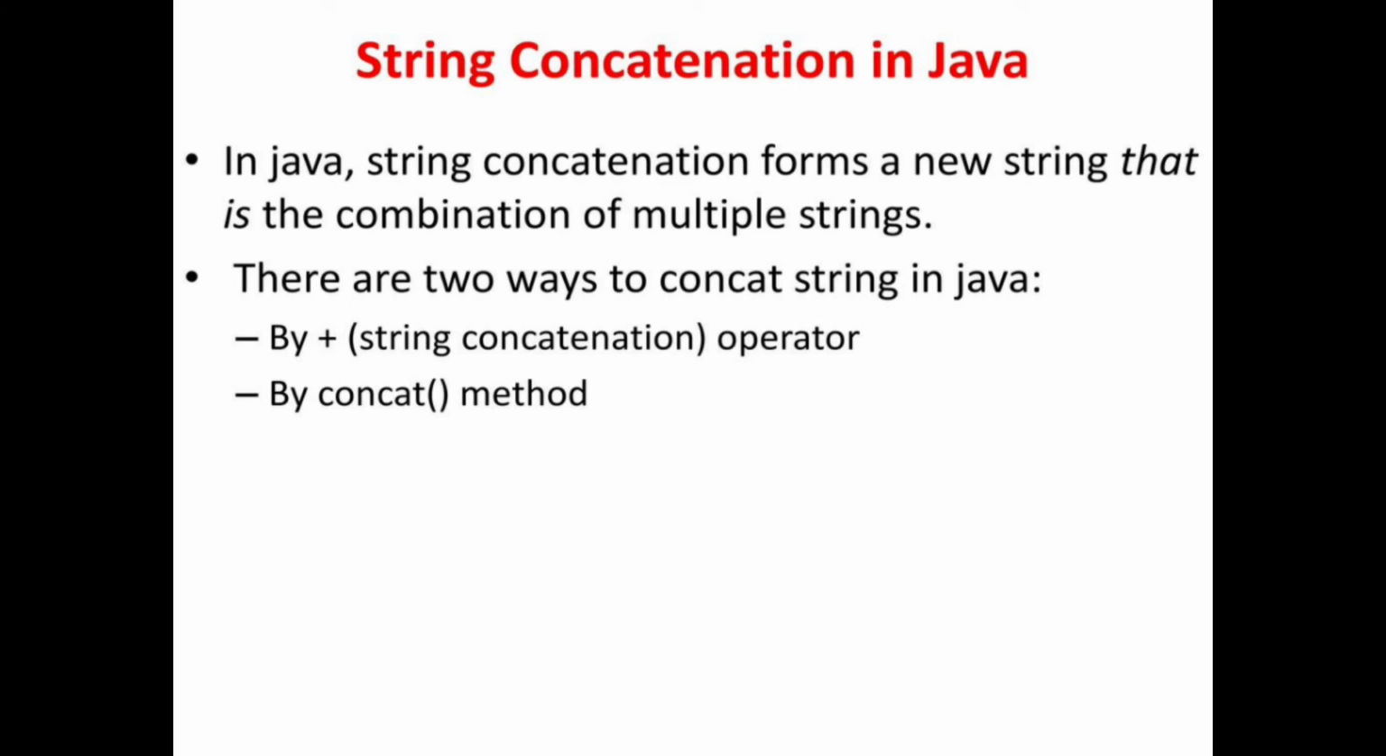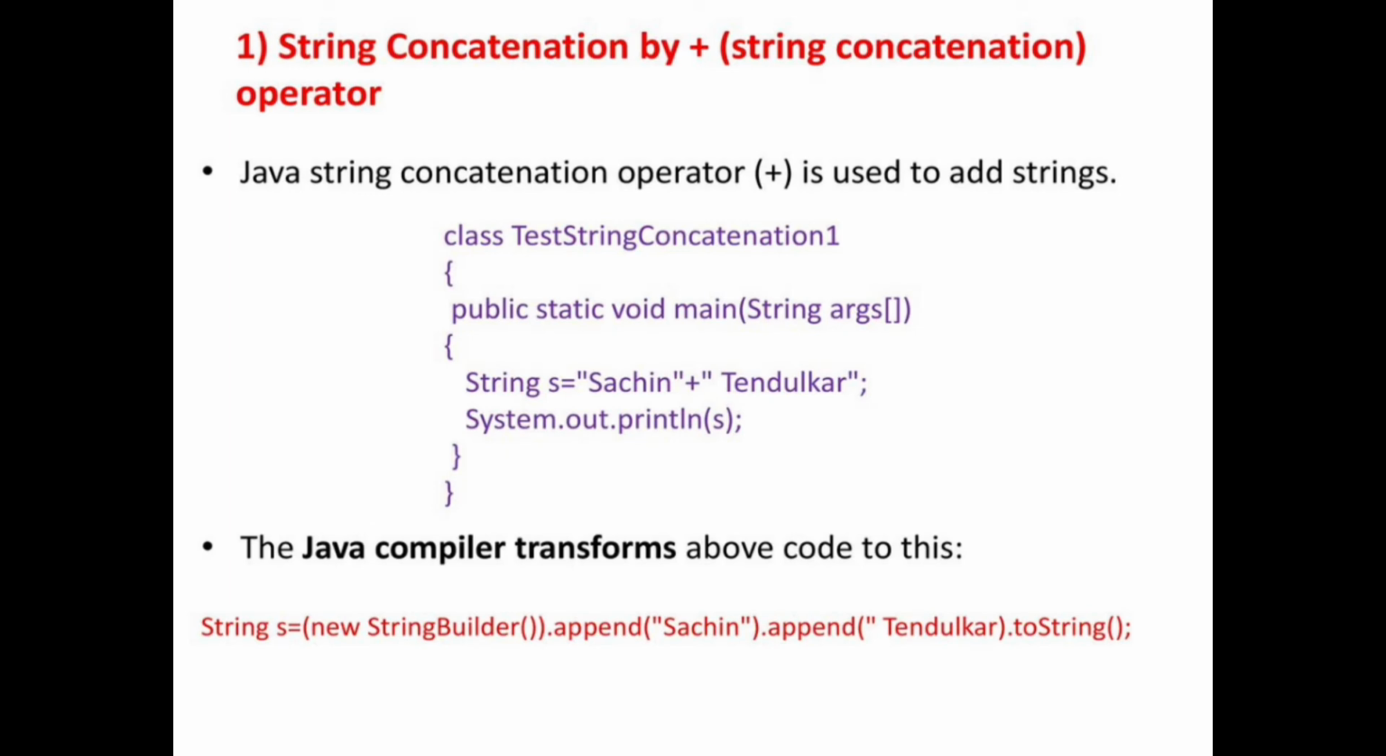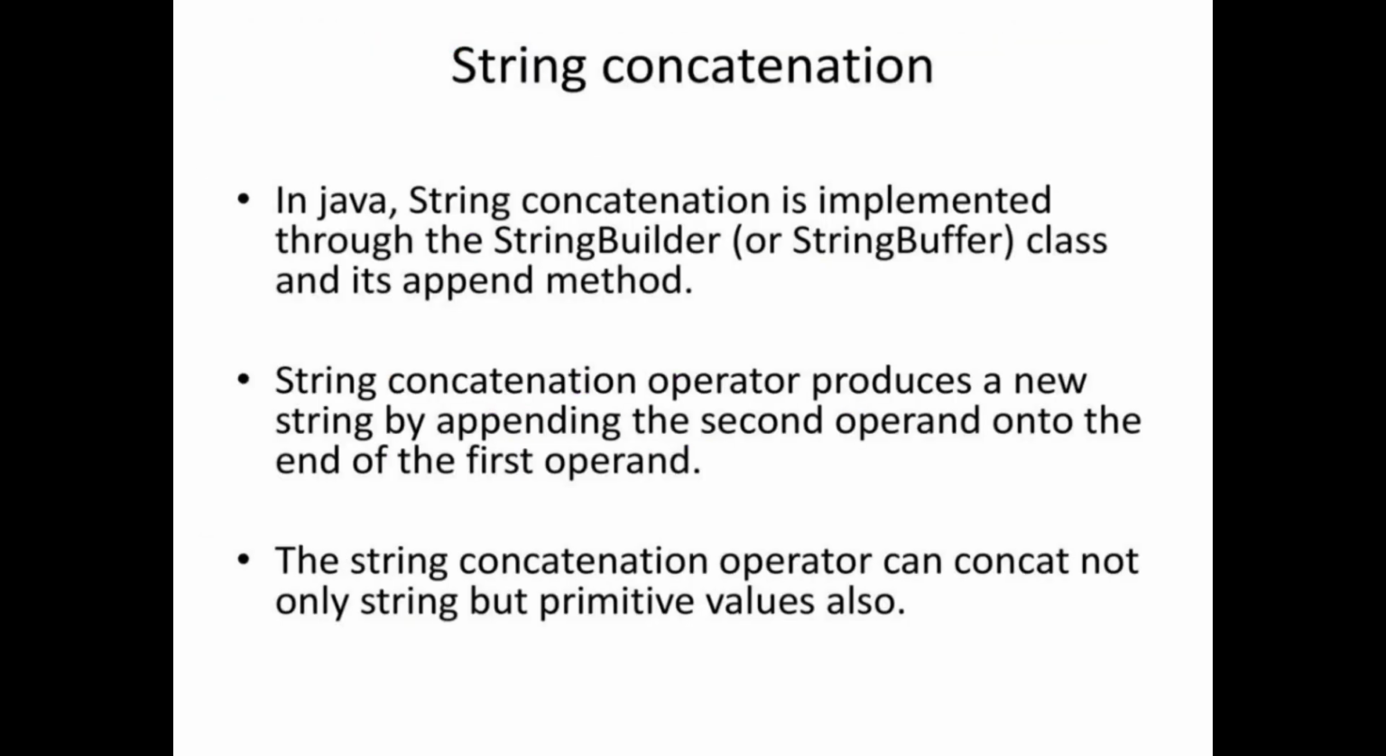String concatenation in Java. In Java, string concatenation forms a new string that is the combination of multiple strings. There are two ways to concatenate strings in Java: by using the plus operator, and by using the concat method. First one, string concatenation by using the plus operator. Here is one example: the string is Sachin plus Tendulkar. Then the output displays Sachin Tendulkar. The Java compiler transforms the above code and displays Sachin Tendulkar.